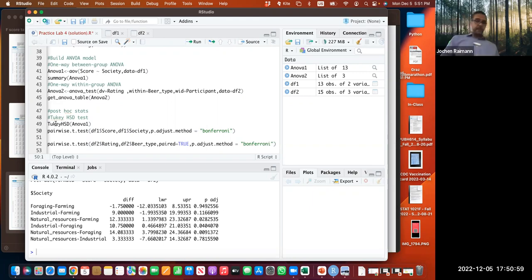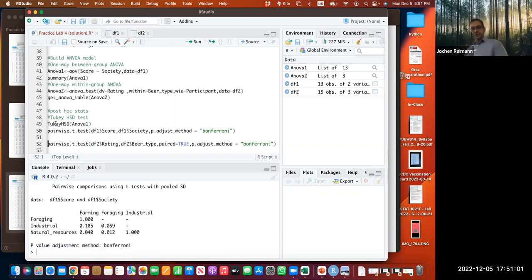Gives you a Tukey. Pairwise t-testing, that's a little trickier because here you have a grid where you essentially have an adjusted p-value for each of these comparisons. The way you're reading this is you have like farming, foraging, industrial here, farming, foraging, industrial here. And you basically have a comparison between farming and foraging. It's no different. P-value is 1. Foraging versus industrial. So you basically have to compare them columns versus rows.